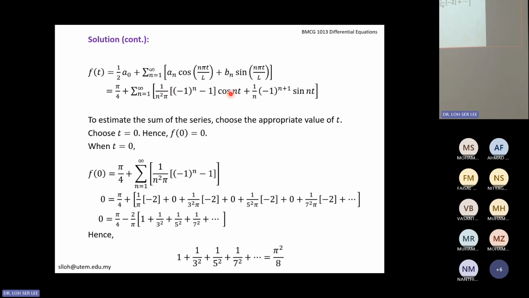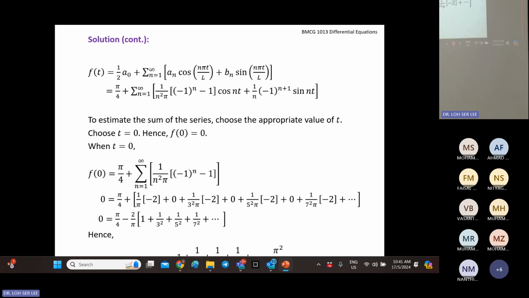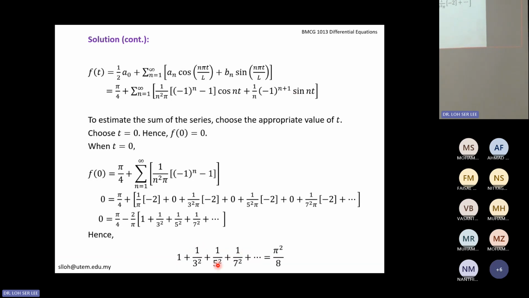The coefficient of cos or coefficient of sine? You look at these few values. Oh, it comes from cos because of this n squared. Because of this n squared, you have 3 squared, 5 squared, 7 squared, and this one without square. So now we need to choose a suitable value of t in such a way that this term is 0, and this term is non-zero.